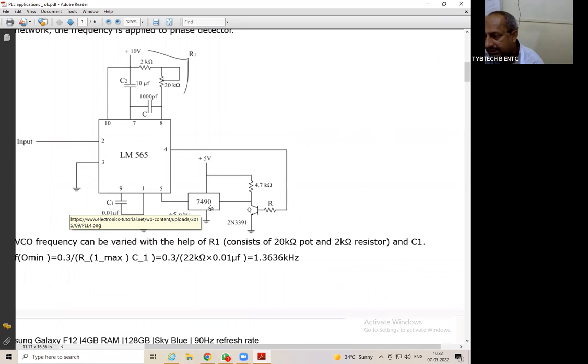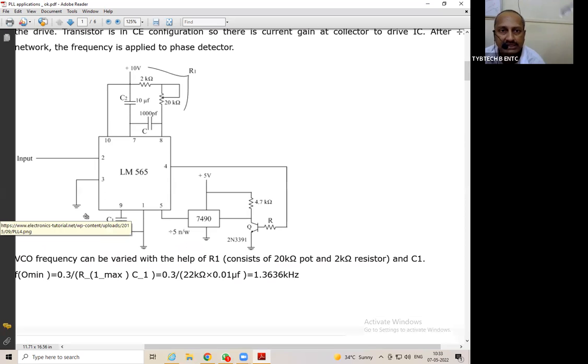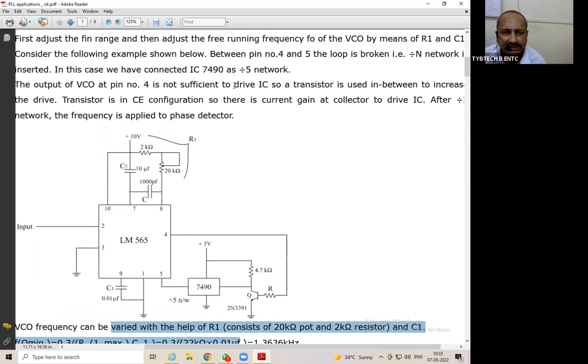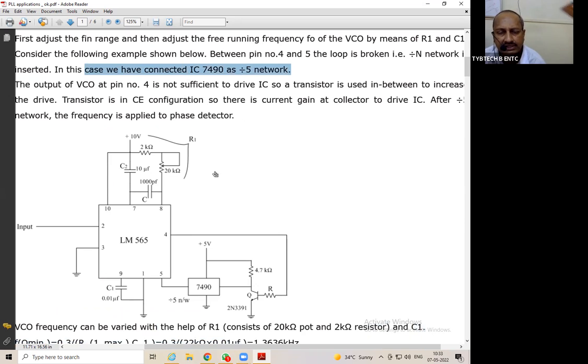If you remember the IC 7490, what is it? It is a decade counter. So this is how the divide by N network has been added in between over here. The other things are the same as what we have seen in the last session, that is the value of R2, C2. Accordingly, they have taken one example. We will see that we have connected the IC 7490 as a divide by 5 network.